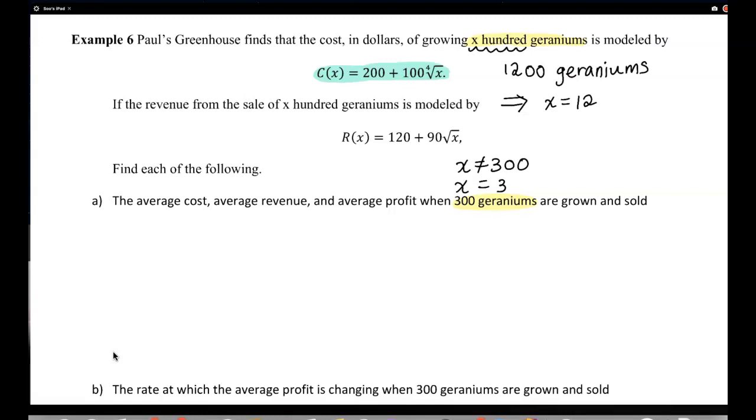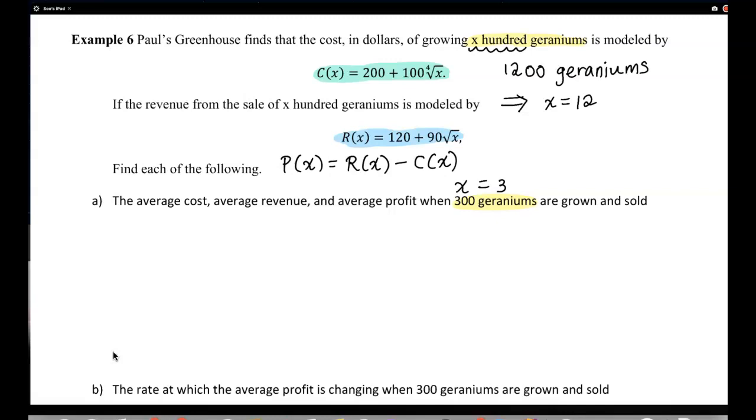If the revenue from the sale of X 100 geraniums could be modeled by R of X. So they gave you 2 functions. They gave us the cost function and they gave us the revenue function. But where's the profit function? Nobody gave that to us just yet. So let us go ahead and find it ourselves. So profit function, or you can say profit. All right, hold on. P of X is equal to revenue minus the cost.